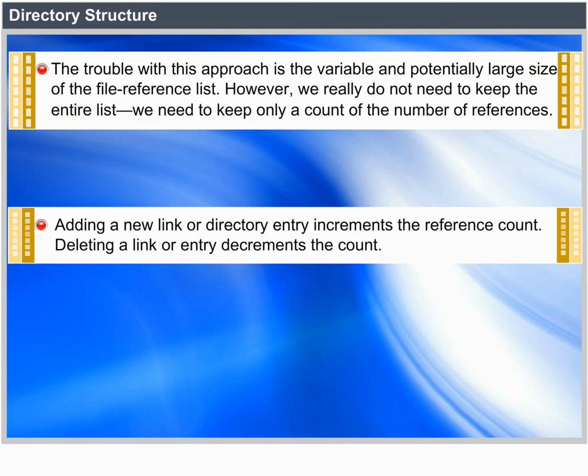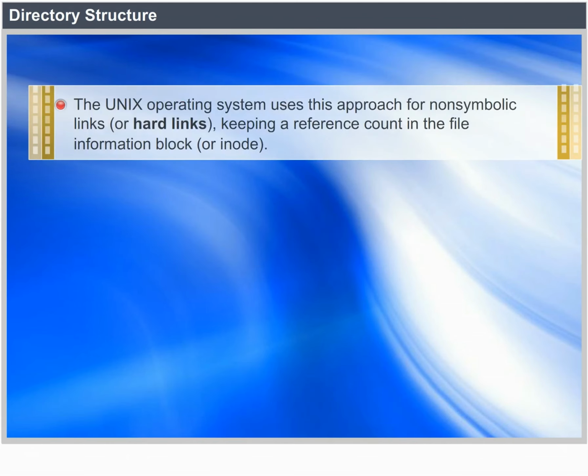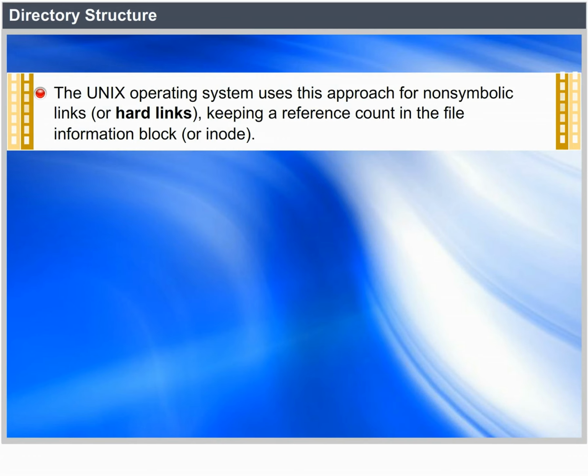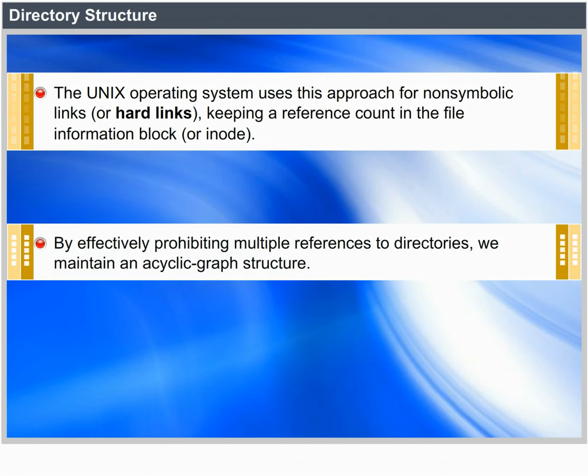Deleting a link or entry decrements the count. When the count is 0, the file can be deleted. There are no remaining references to it. The Unix operating system uses this approach for non-symbolic links or hard links, keeping a reference count in the file information block or inode. By effectively prohibiting multiple references to directories, we maintain an acyclic graph structure.